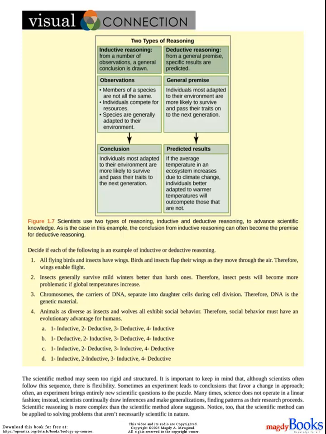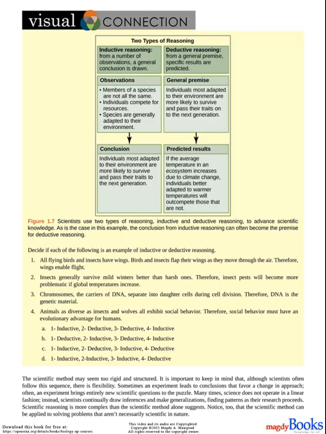The scientific method may seem too rigid and structured. It is important to keep in mind that, although scientists often follow this sequence, there is flexibility. Sometimes an experiment leads to conclusions that favor a change in approach. Often, an experiment brings entirely new scientific questions to the puzzle. Many times, science does not operate in a linear fashion.